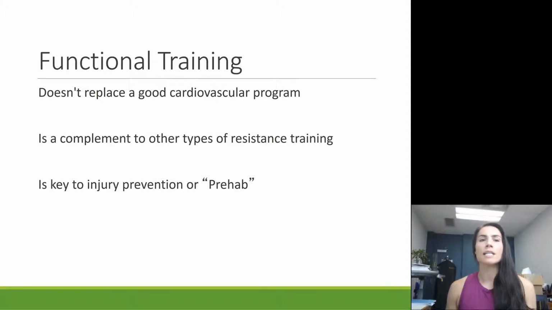So functional training isn't going to be a replacement for all of your training, right? It still means that you're going to need some cardiovascular programming, some complementary resistance programming, and sometimes some other types of programming, right? It's a complement to those types of training, but it's certainly used a lot in our field as kind of what we call prehab or pre-rehabilitation. So essentially, if we want to make sure that people are limiting their likelihood of getting hurt, functional training is a good thing to include in our interventions or our training for our clients.